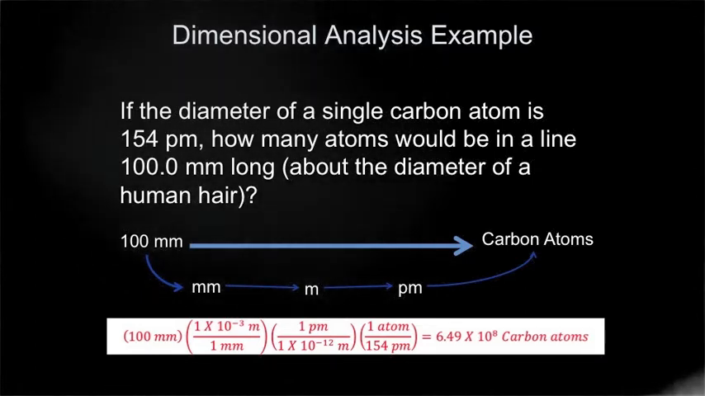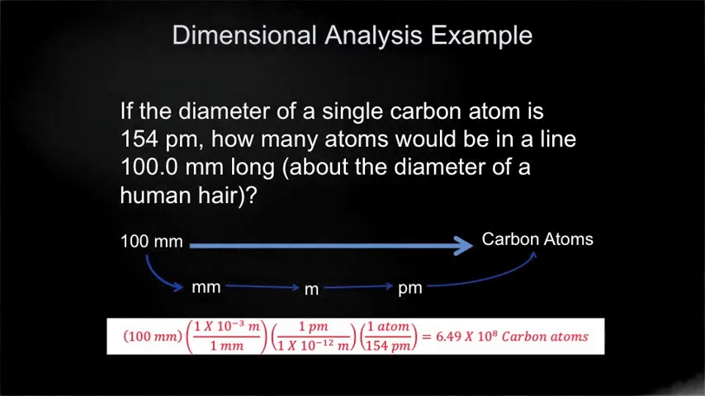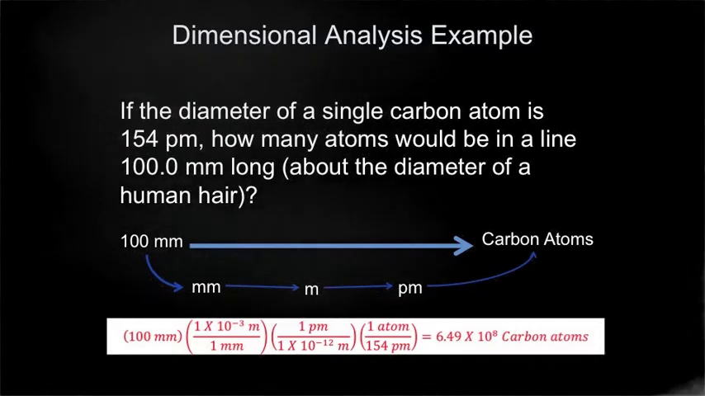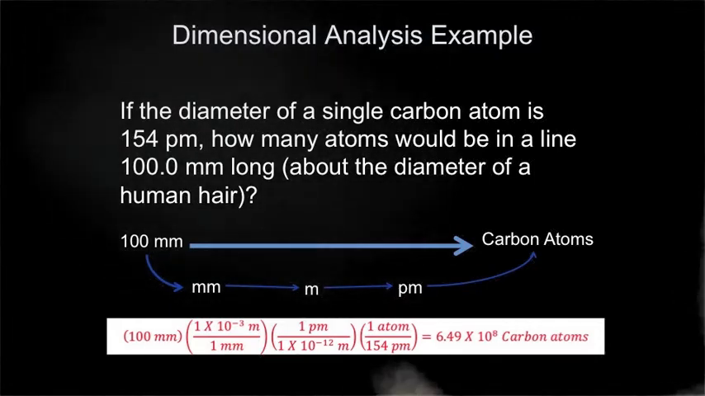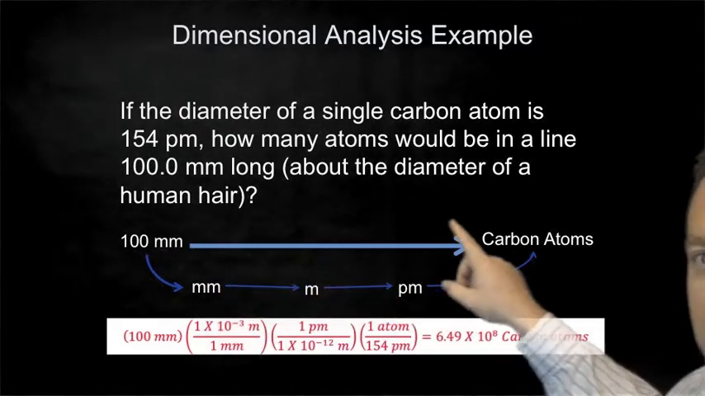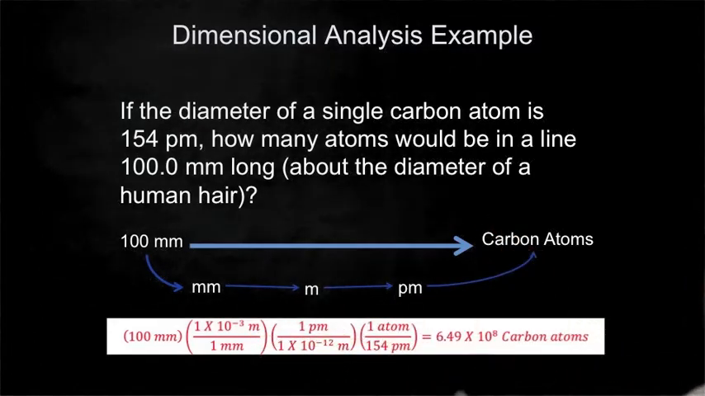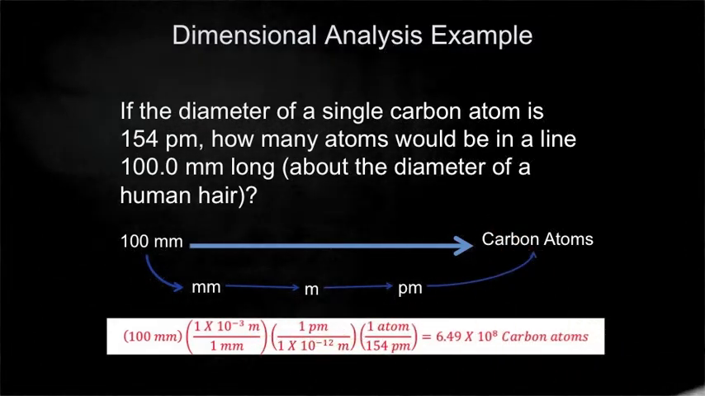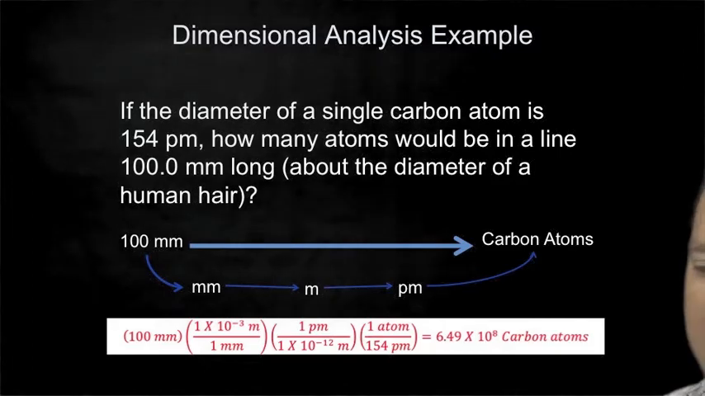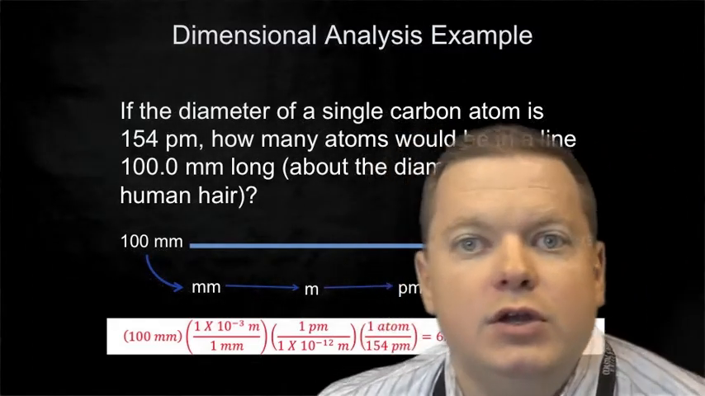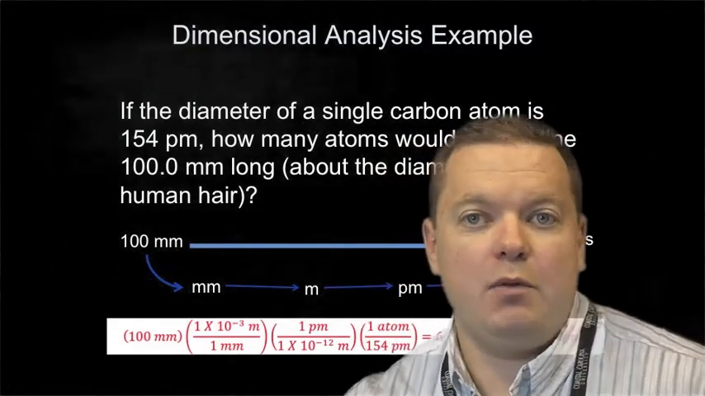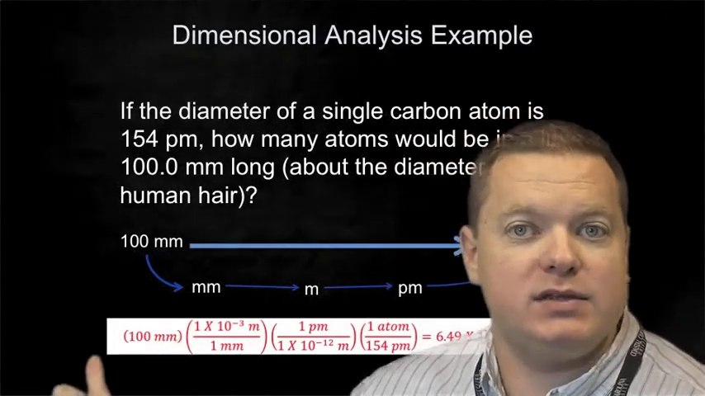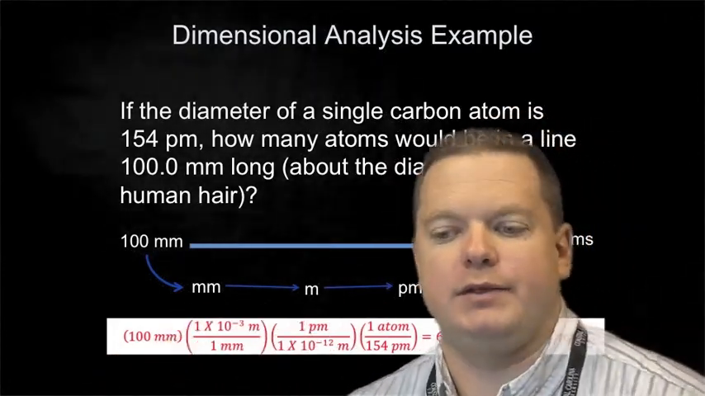And then 1 atom of carbon is equal to 154 picometers. So when we do this calculation, multiply everything that's on the top, divide everything that's on the bottom, and we're left with 6.49 times 10 to the 8th carbon atoms. So whether we understand what that means or not, because we followed the process, we get the correct answer.